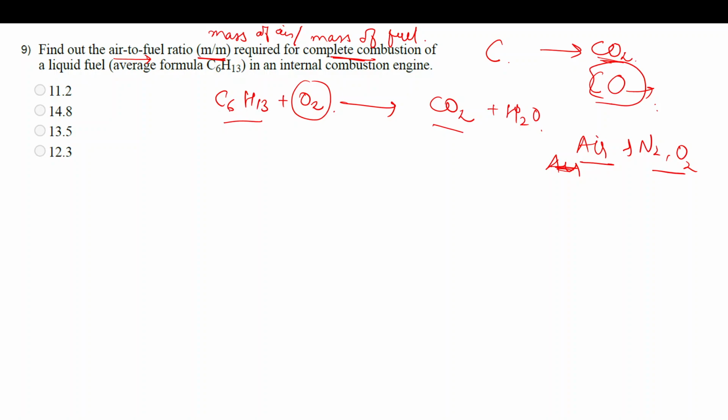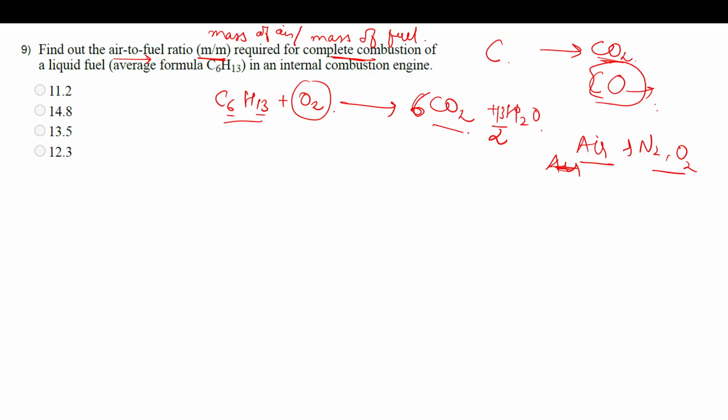So here there are 6 atoms of carbon, so 6 carbon dioxide molecules will be formed. Now hydrogen in the fuel is present as 13 atoms. Since water has 2 hydrogens, 13 by 2 molecules of water will be formed. Now carbon and hydrogen are balanced, but we need to balance oxygen.